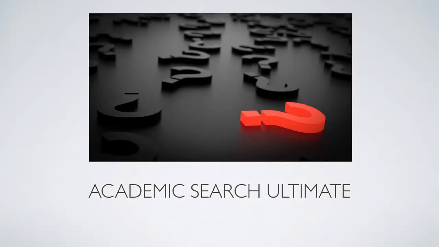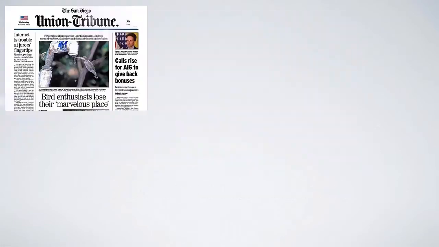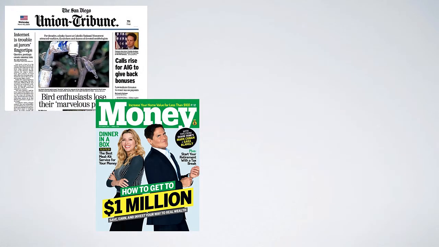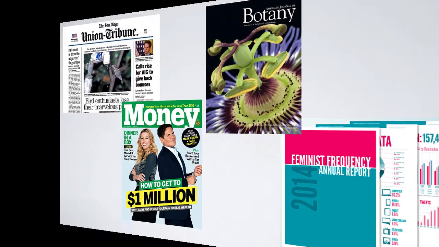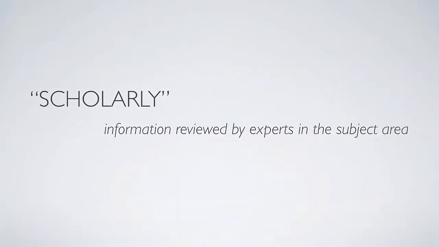Periodical databases contain publications that come out with regular issues, such as a daily newspaper, a weekly news magazine, a monthly journal, and an annual book series. Some periodicals are published in ways that make them more valuable to scholars. Periodicals that are scholarly or peer-reviewed have articles that are reviewed by experts in the subject.